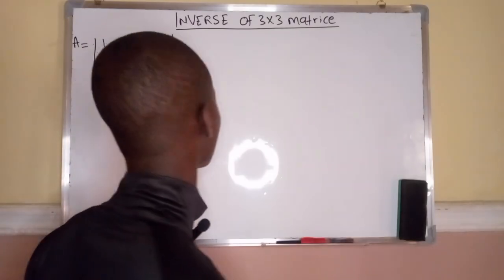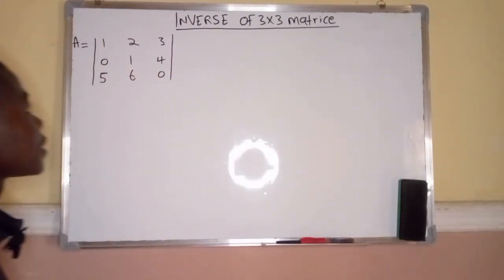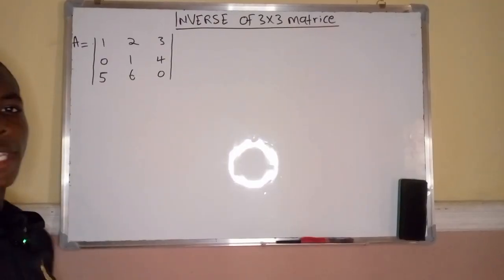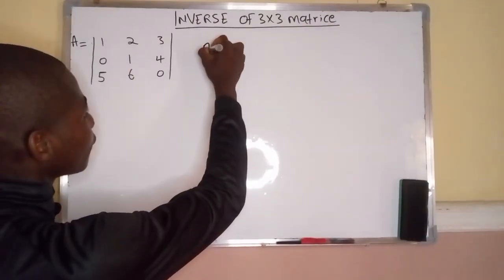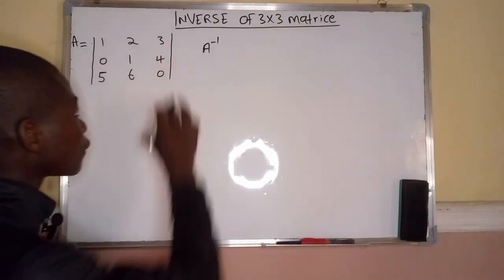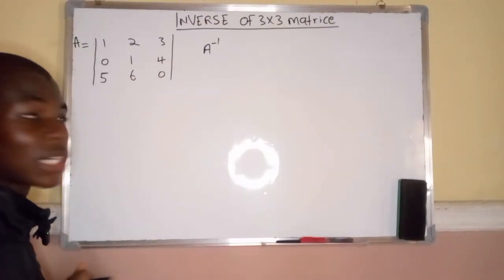In the last video, we talked about the inverse of a 2 by 2 matrix. So today we shall see the inverse of a 3 by 3 matrix. So how can we find the inverse of a 3 by 3 matrix? We are asked to find A inverse, but A inverse of what? Of a 3 by 3 matrix, not a 2 by 2 matrix.